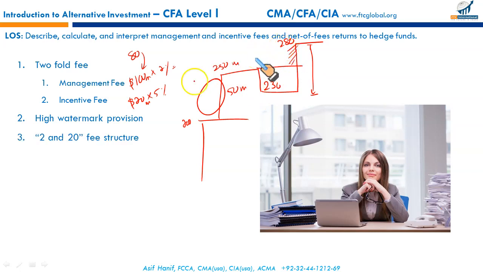Normally it's quoted like a 2 and 20 fee structure, that is 2% management fee and 20% incentive fee. The incentive fee may be calculated separately or net of the management fee, and we are going to see in a good example all the computations involving the management fee, incentive fee, watermark, return on the funds and all that in the next example.